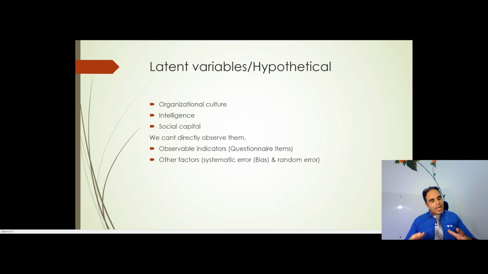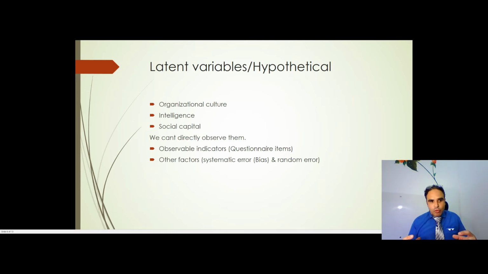Observable indicators are the questionnaire items that PhD and master students usually develop or adopt in order to do a specific study. Those are observable indicators, such as in the case of organizational culture. The observable indicators will be those that I already spoke about, like teamwork. We study teamwork, and then this reflects or measures a part of organizational culture.